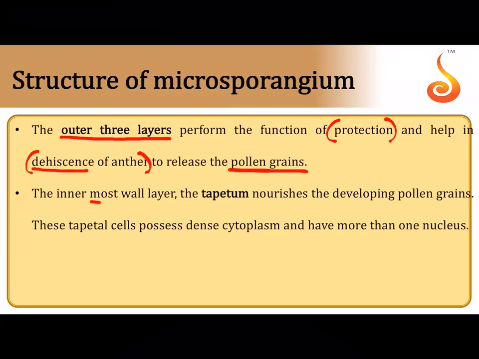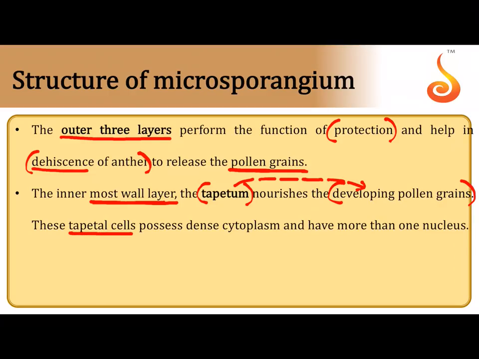What about the innermost wall layer of the microsporangium? We saw that the sporogenous tissue is immediately surrounded by a layer called tapetum, which I told you has binucleate cells with a lot of dense cytoplasm. They are the ones which help in the nourishment of the developing pollen grains. Pollen grains are produced inside the microsporangium, and derive their nourishment from the tapetum. The tapetal cells have a dense cytoplasm and more than one nucleus in them.